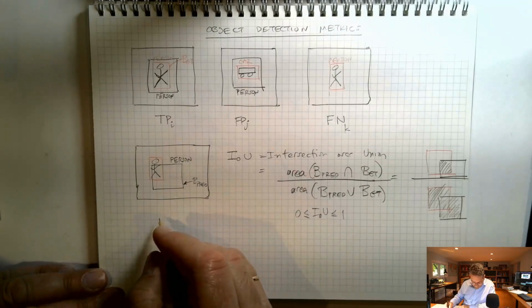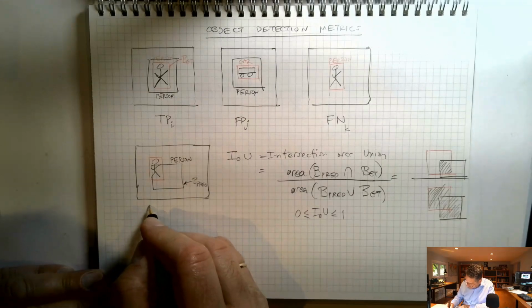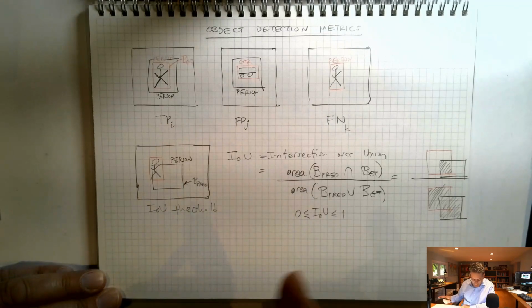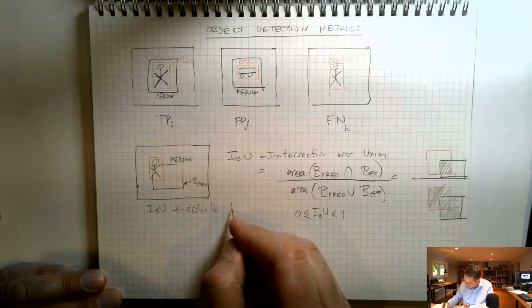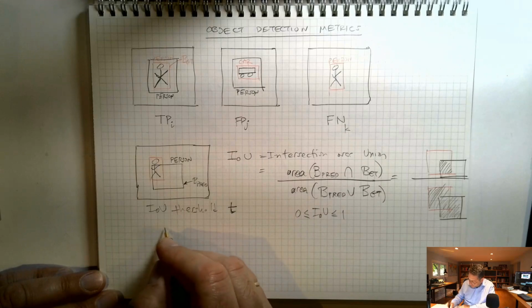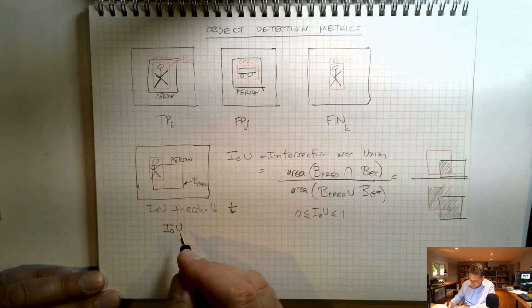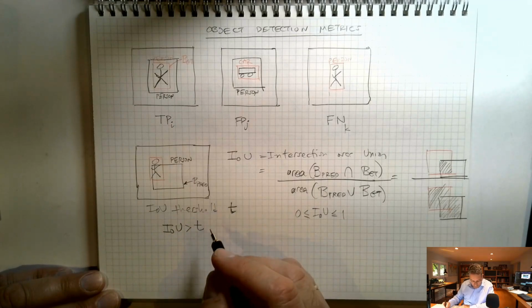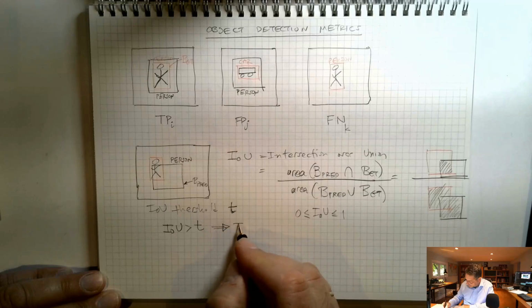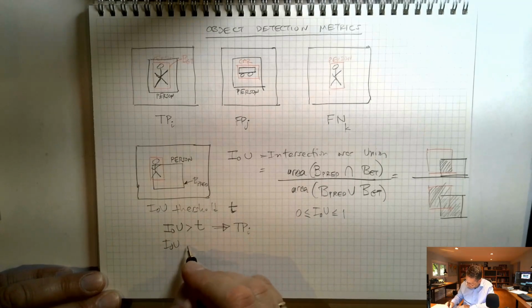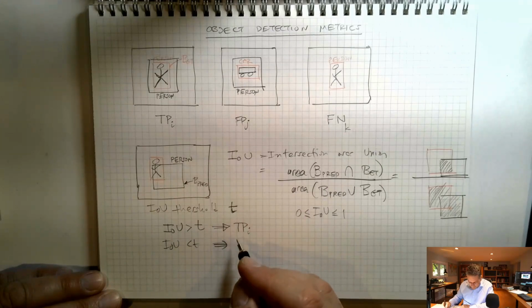And I'm going to be using the IOU, this concept over here, to define the threshold, the so-called IOU threshold. The IOU threshold is going to be defined as T. And I am going to specify in my metric that when the IOU is greater than T, I am going to classify this as a true positive. And when IOU is less than T, then this will be classified as a false positive.